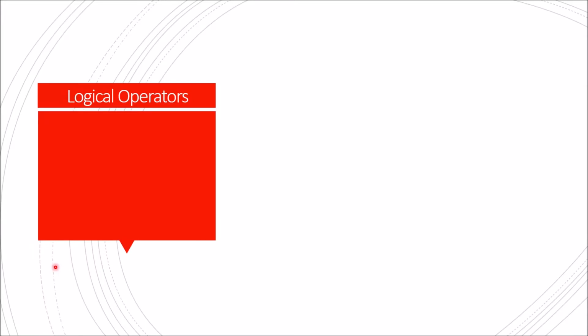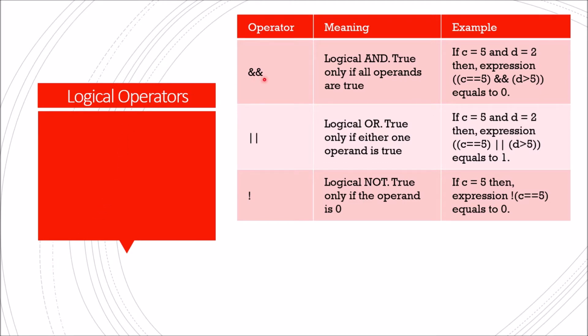We previously saw how relational operations are given a value of true or zero. Now let's talk about logical operators. First of all, this is the symbol for each of them. This double ampersand sign for logical AND, these two vertical lines for logical OR, and this exclamation mark for logical NOT.